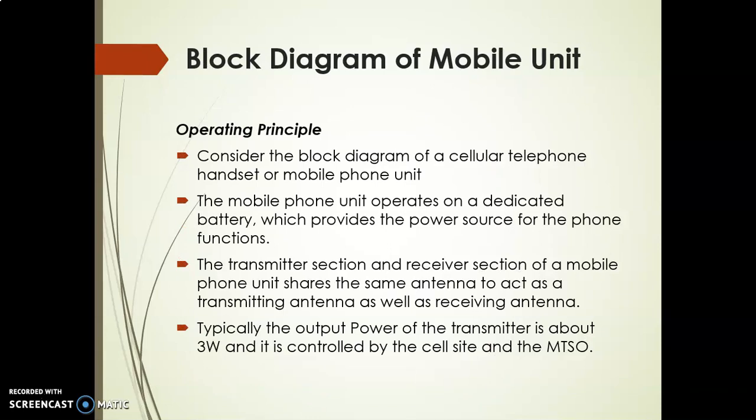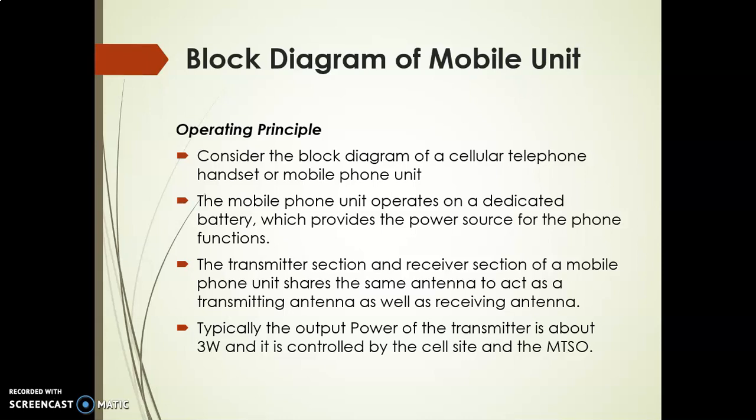Now we will see the operating principle of the mobile phone unit. Consider the block diagram of a cellular telephone handset and mobile phone unit. The mobile phone unit operates on a dedicated battery which provides the power source for the phone function. The transmitter section and the receiver section share the same antenna to act as a transmitting antenna as well as a receiving antenna.